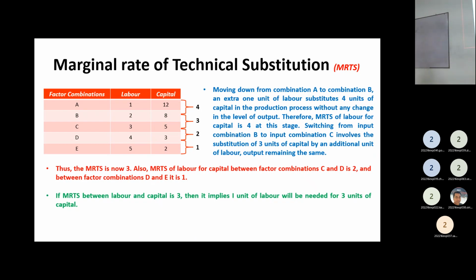Then again, let's assume this person wants to move from factor combination B to factor combination C. Now he increases his labor units by 1 unit, and he reduces his capital units by 3 units. So 1 laborer simply represents 3 capital units. Understood? Here also you can see it is a further decrease. If we choose factor combination D, the capital units are reduced by 2 and again labor increases by 1 unit. So the MRTS is 2 to 1. Is that clear? Simple, no? Marginal rate of technical substitution. The entire story is written here.